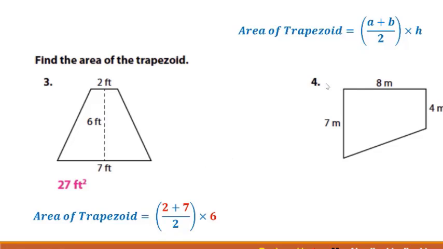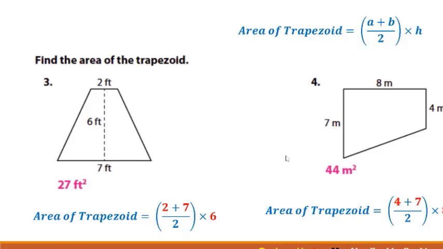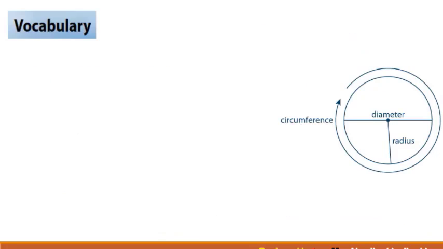To find the area of this trapezoid, we have to find A and B. This is my A, the parallel one. If you take this one, it is not parallel, so A is 4, B is 7. So 4 plus 7 over 2, and your height is 8. If you do this operation, you will have 44 meters square.